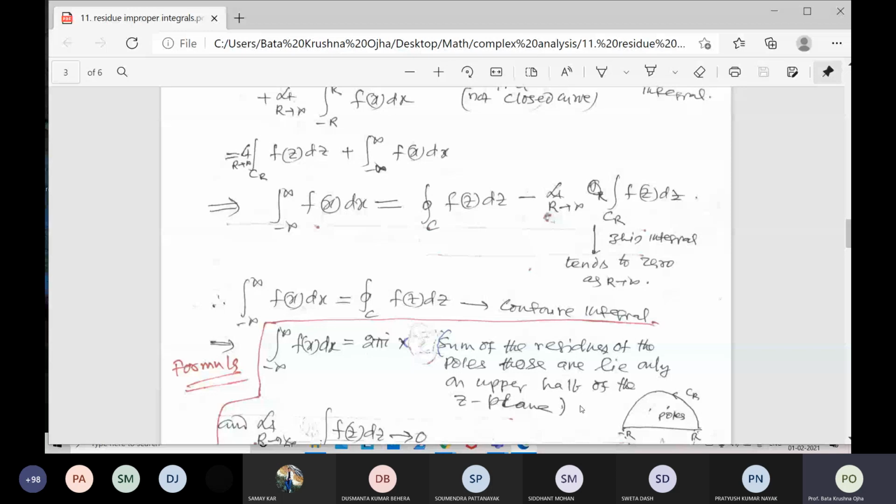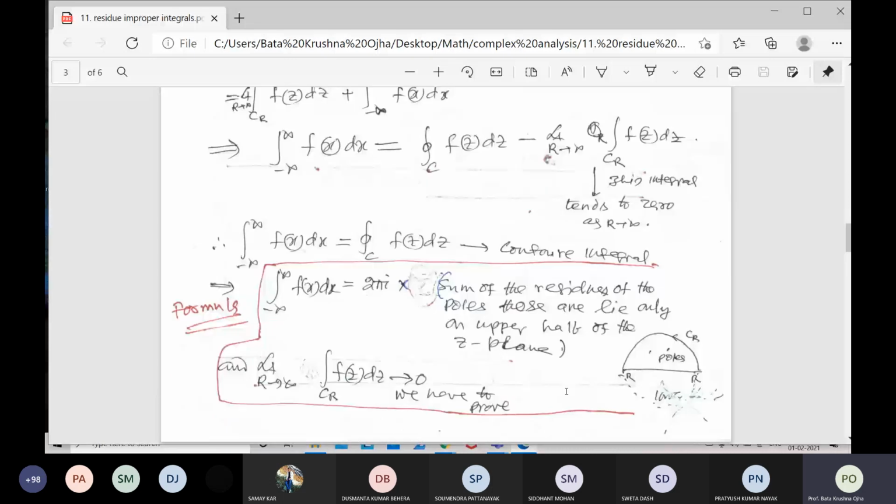Now I have solved a question. The next part of this, this is the result. You have to prove that the limit as R tends to infinity of the integral over C_R of f(z) dz tends to 0. You have to prove it because this is the second part of this problem. You will get the result in the second part, but in the last line you have to prove how it tends to 0.